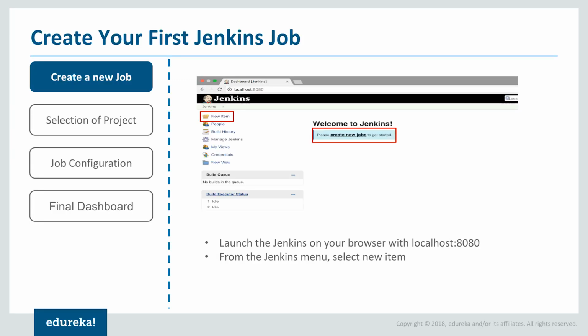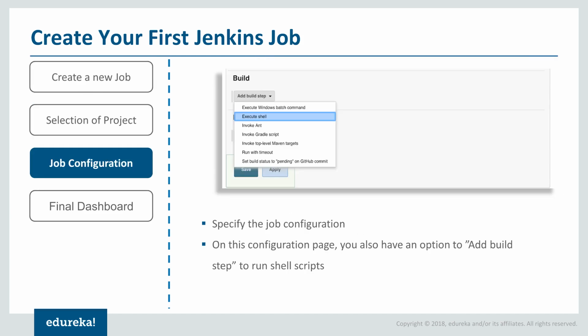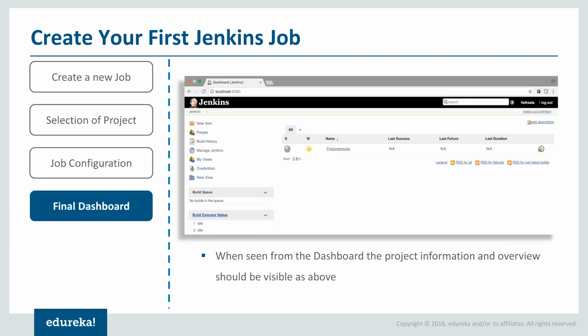So we created a new job by clicking new item. Then we gave a name to the Jenkins job and we selected freestyle project. Then we clicked on execute shell. And once we got the box, we just wrote some custom message in the execute shell to be shown. And this is how our final dashboard looks now.